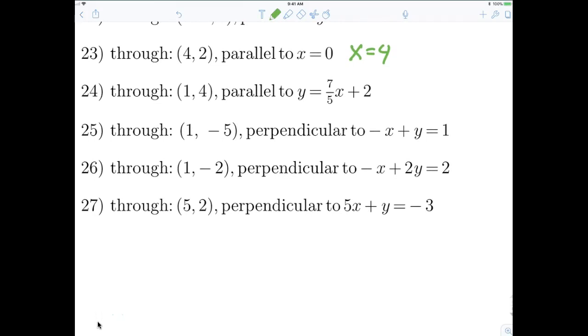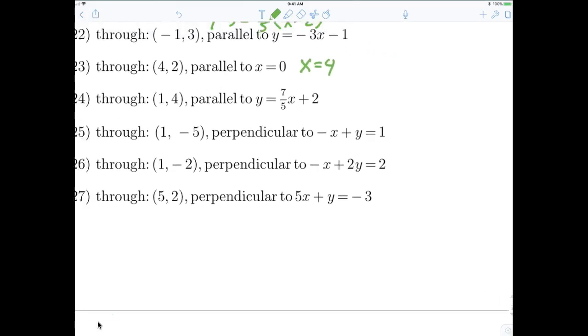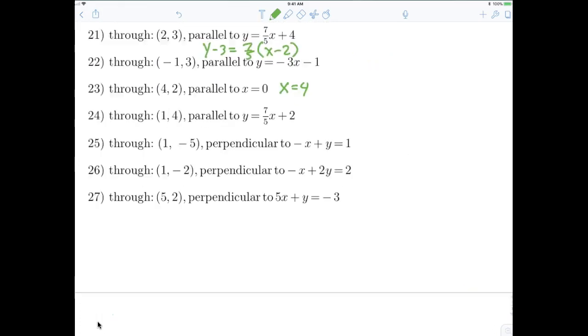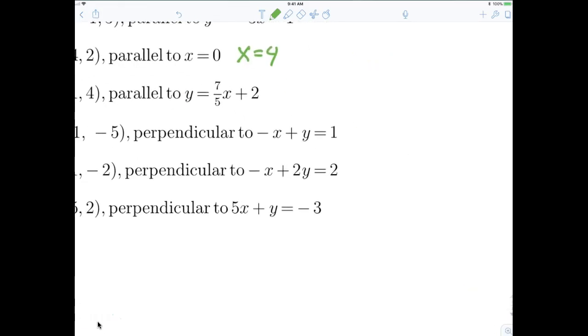25. All right, so you got to think about it first. First tell me what the slope of the perpendicular is. So hold on a minute, right up here. The slope of that line is what? 1. So the slope of the perpendicular would be? Exactly.